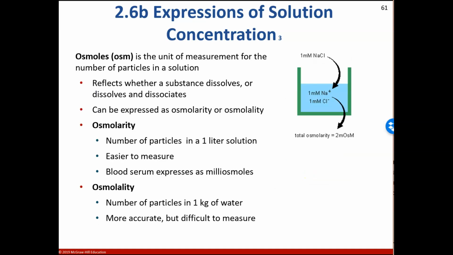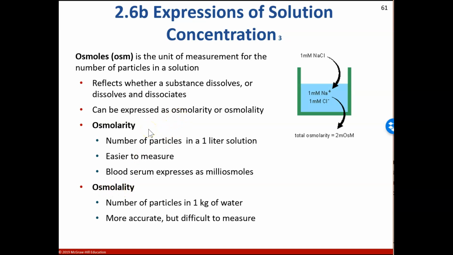Now let's talk about another unit of measurement here. This is going to be osmoles, or we abbreviate it as OSM. This is a unit of measurement for the number of particles in a solution, and we'll be using this a lot, for instance, when we talk about the urinary system and looking at things like the salt concentration within our blood or within the medulla or our nephron tubules within the kidney. This is going to reflect whether a substance dissolves or dissolves and associates, and it can be expressed as osmolarity or osmolality. So here we have those similar looking terms again.